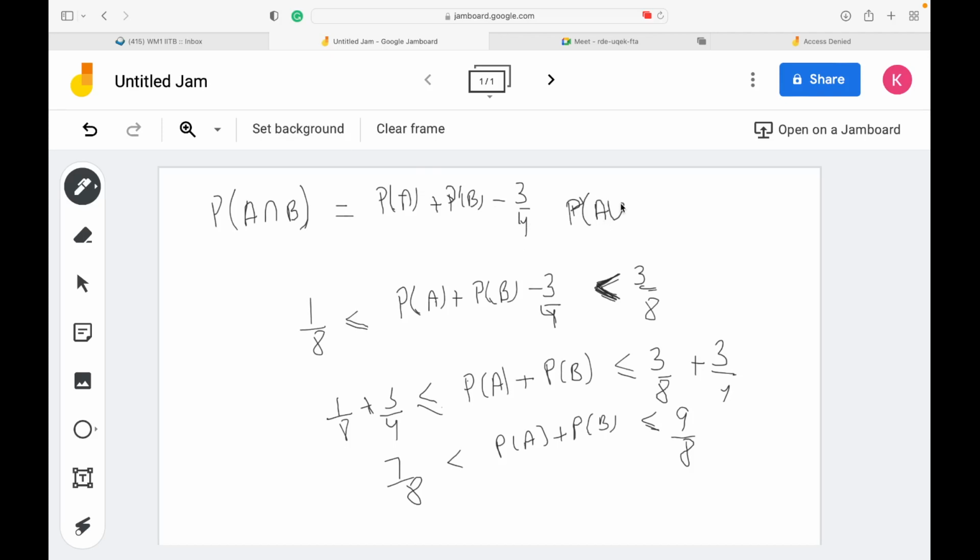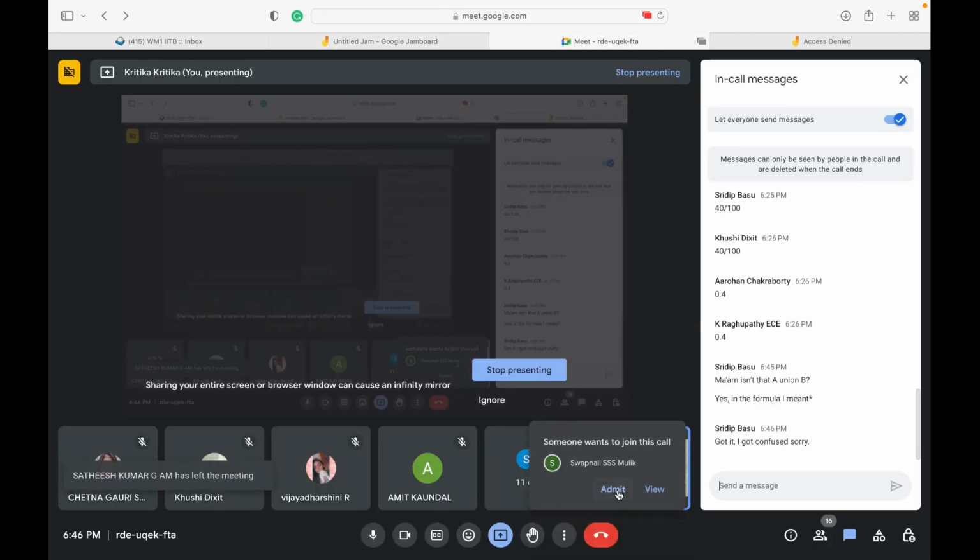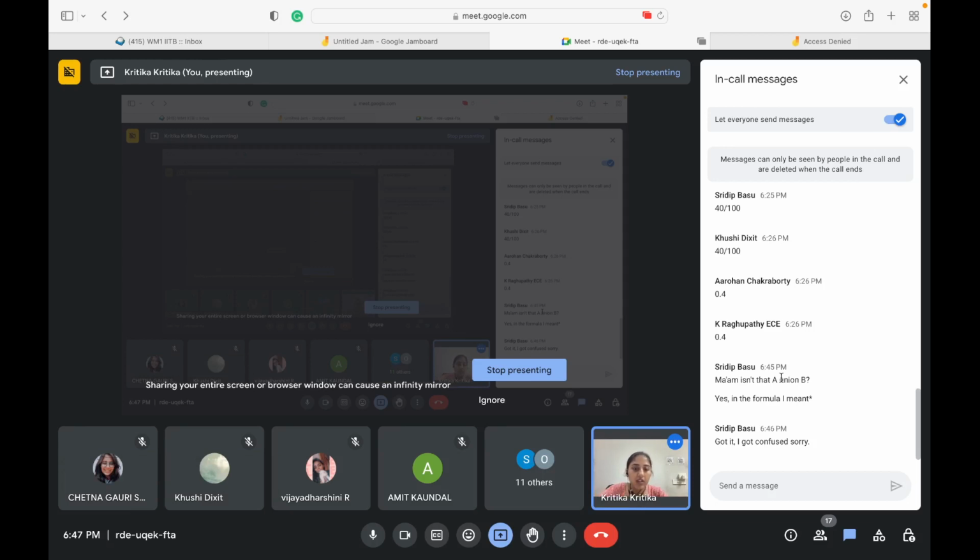So this is PA union B is equal to PA plus PB minus PA intersection B. I just moved this P intersection B here and P union B here, so I just interchanged these places. Oh, okay, no problem. Because the A intersection B was given in a range, that's why I wanted it on the left hand side.